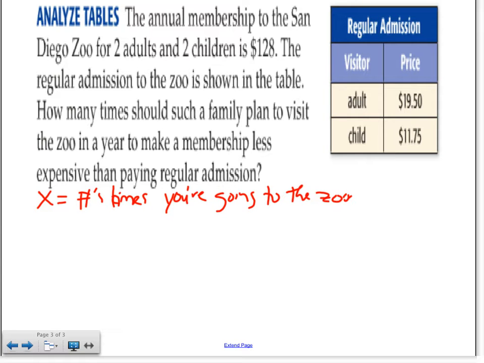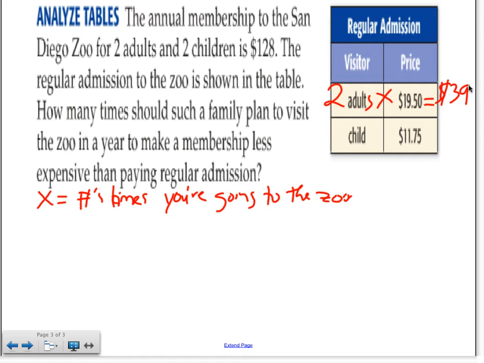But we also need to calculate something here. This table represents the regular admission price per adult. So how many adults do we have going? 2. Based on the information, we know we have 2 adults, and each adult is paying $19.50. So how do we find the total cost of 2 adults? What do we do? Times it. Okay, so I'm going to multiply that. What do we end up with, 2 adults for $19.50 each? 39 bucks. Okay, so I'm going to write that down.